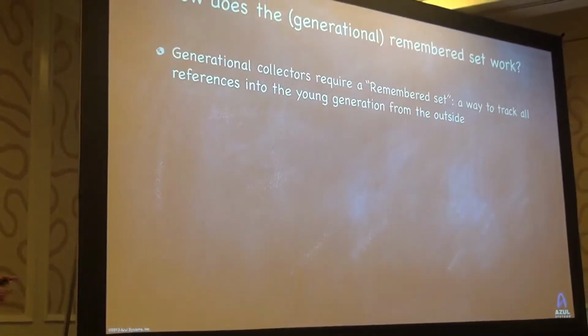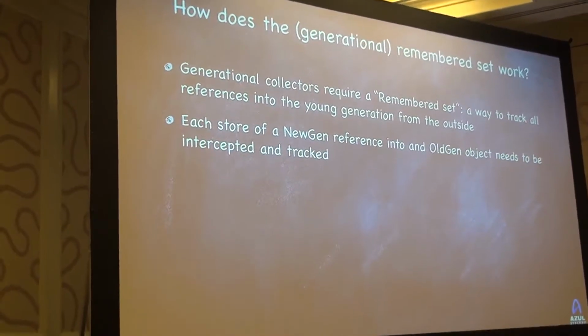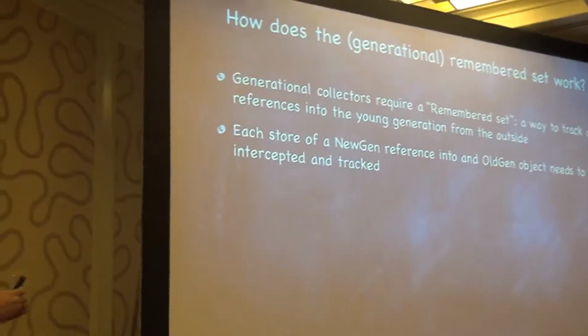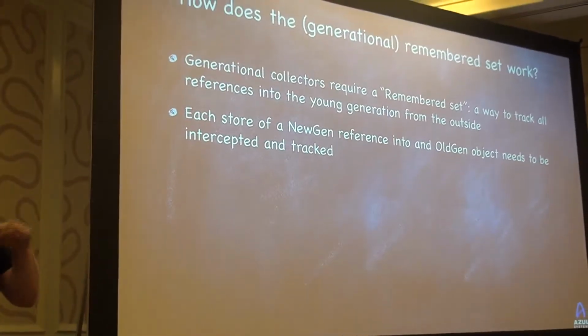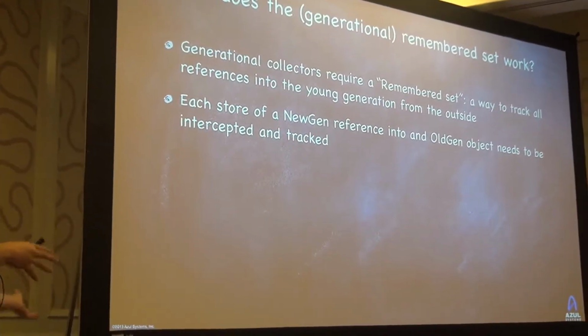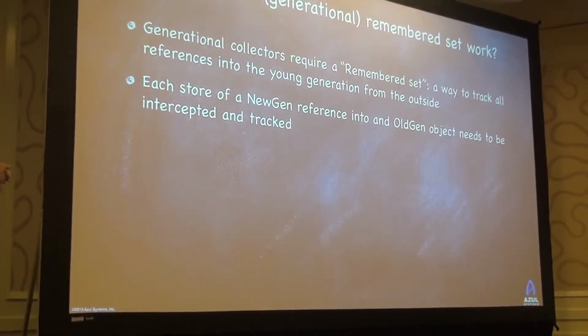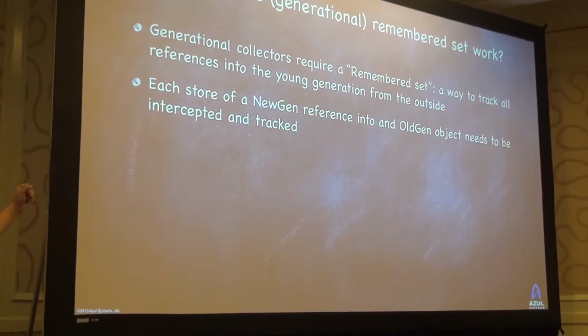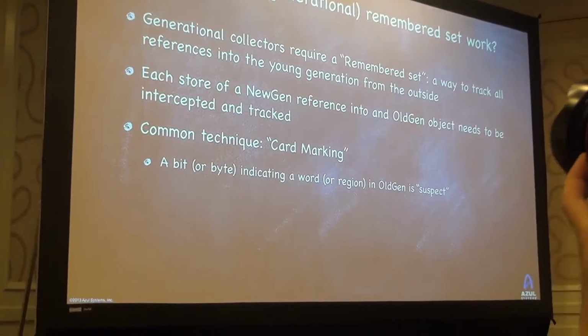Now, the way this remembered set thing works is, well, it gets a little intricate, and I'm going to run quickly through this. Each store of a new gen reference, a reference to something in a new gen, into somewhere else, an old gen, will need to be tracked so we can know its potential route later. And most JVMs do this with what we call card marking or card tables.